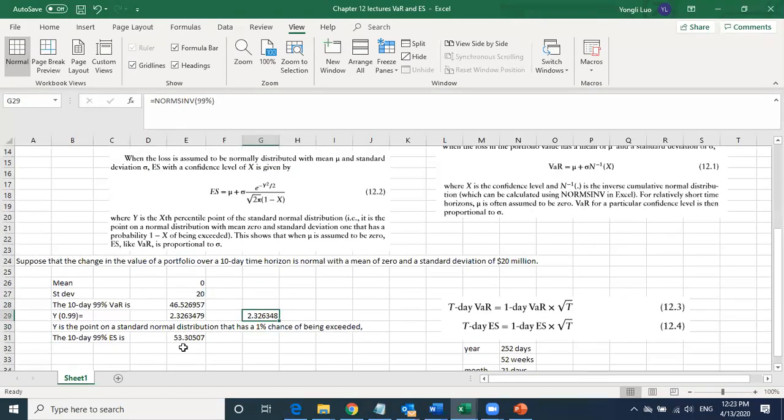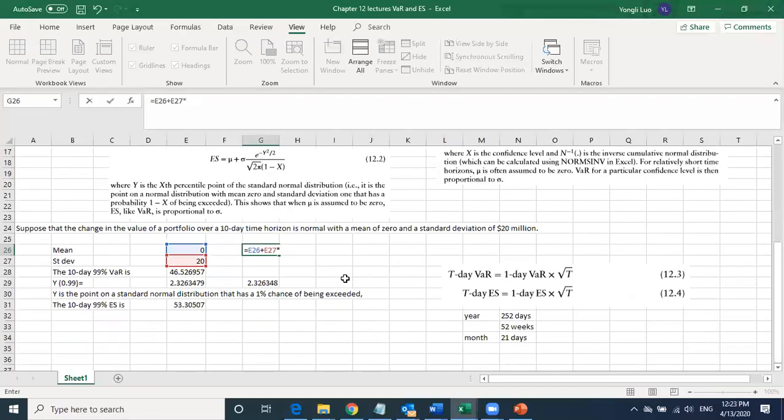Let's see what the 10-day 99% expected shortfall will be, because you have to do this when you calculate. This is the mu, plus the standard deviation delta. This is very easy to get wrong. Remember, when you look at this equation, it's very easy to get the wrong number.